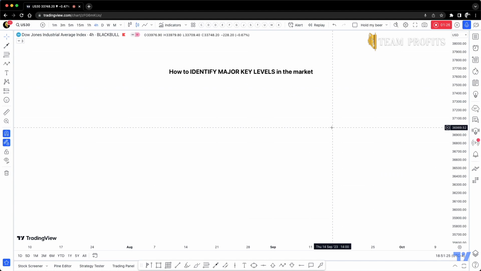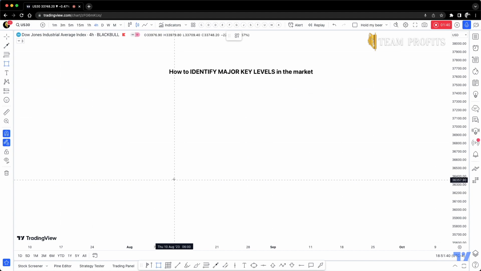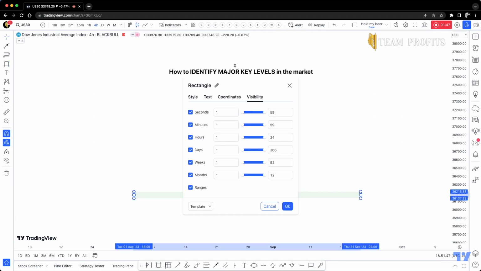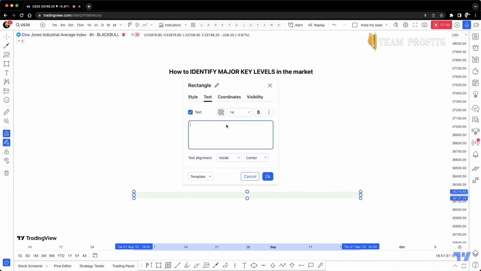For those who are beginners or just starting to trade, this is one of the first things we need to learn. Where is a major zone? What is a key level? A key level is normally also known as support or resistance, basically.